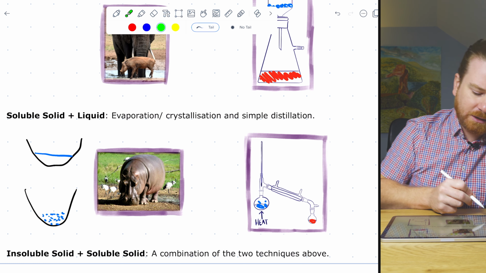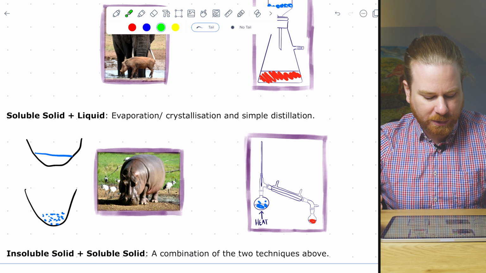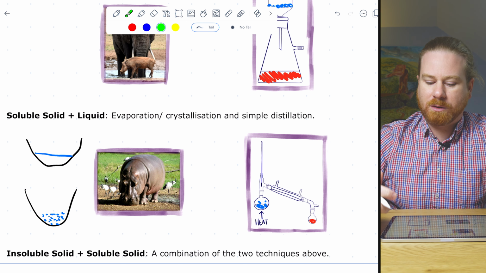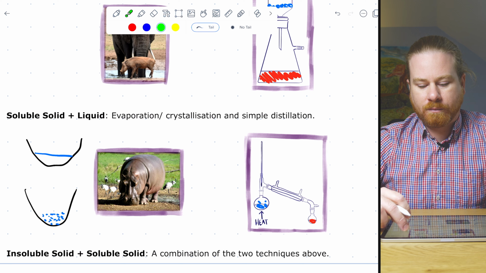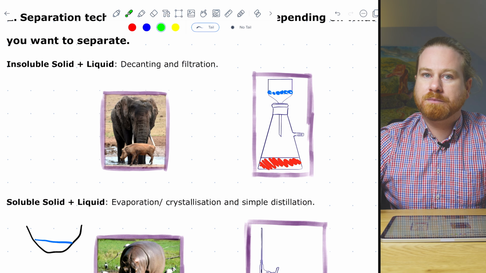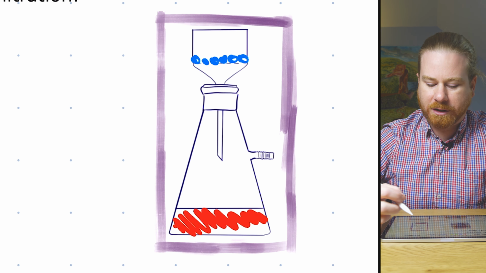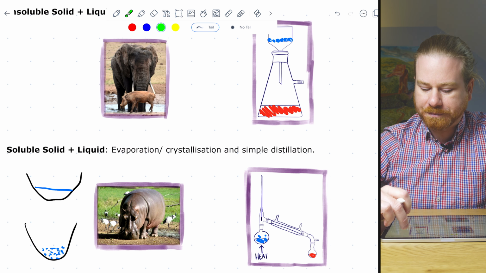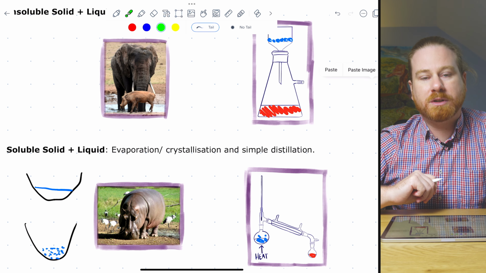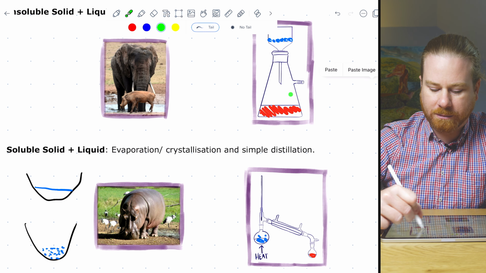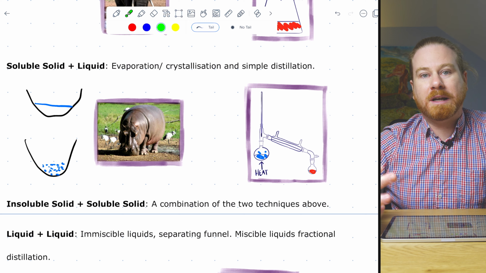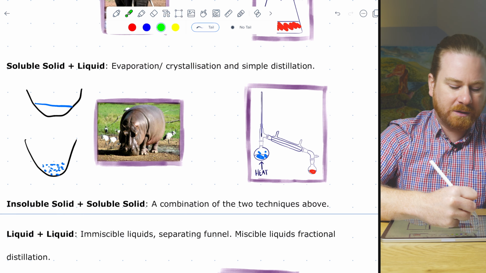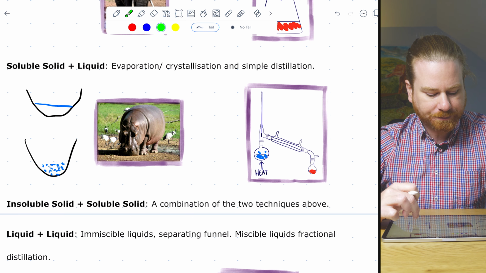With the insoluble solid plus soluble solid, you do a combination of these two techniques. First of all, you would get a beaker, dissolve your soluble solid, then do some filtering, and you'll be left with your insoluble solid on the filter paper. Then you've got your soluble solid in a solution over here. To get the solid on its own, you can do the evaporation or the crystallization technique to be left with just your solid.